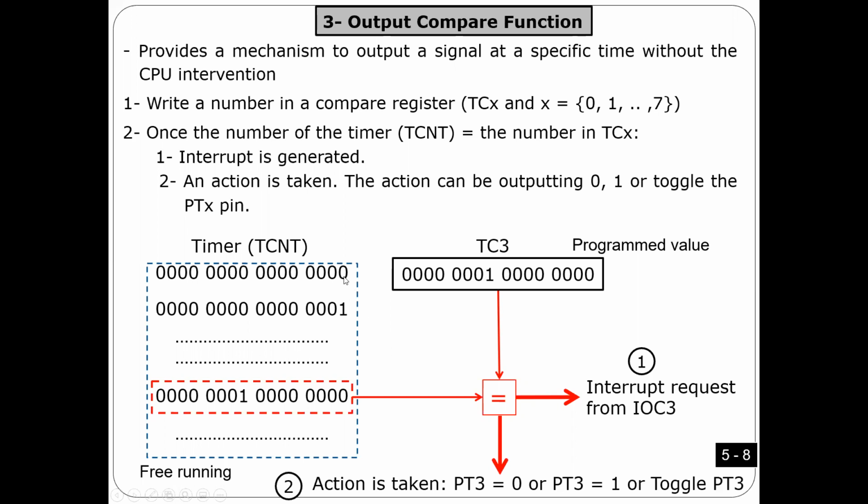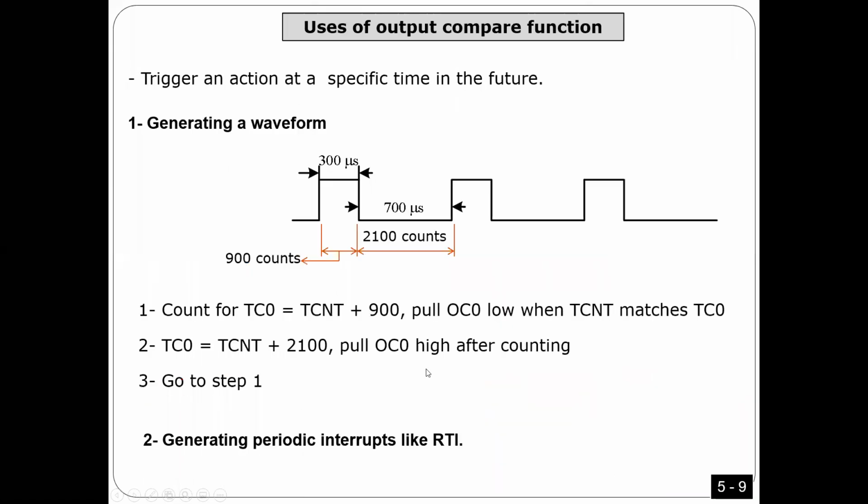So from here, the timer is going to count. Once it comes to the value I put here, which has to be a value in the future, two things are going to happen. Number one, output compare is going to trigger an interrupt. Number two, an action has to be taken on the pin. After this time, you want the pin to be 0 or 1, or you want to toggle it. This is something you can program, as I explained last time.